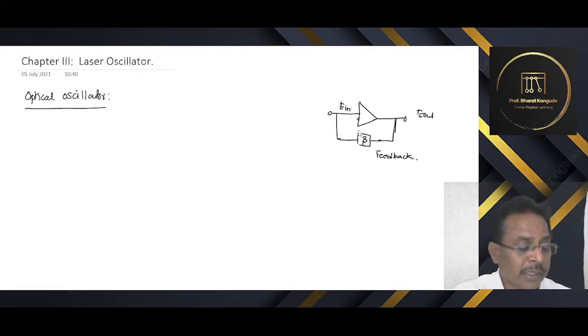In the electronic oscillator, an amplifier tuned to a specific frequency is provided with positive feedback, as shown in this diagram. When the oscillator is switched on, any small noise signal of the appropriate frequency appearing at the input will be amplified. That is the action of amplification we have seen earlier.